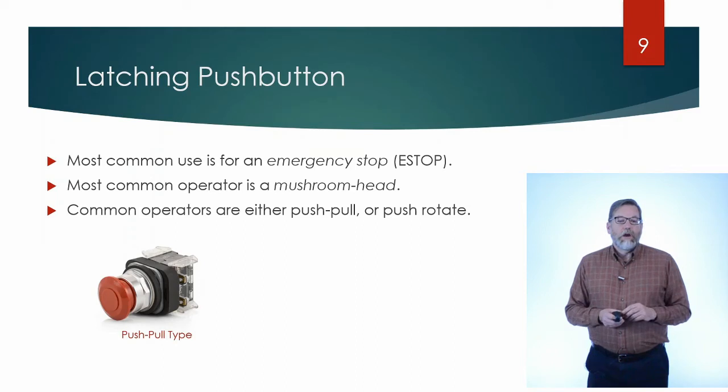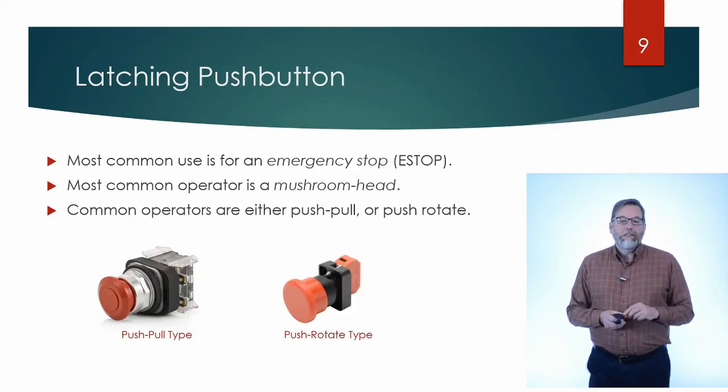Here is a picture of a push-pull type, and you can kind of understand why it's a mushroom head. You literally have to grab onto something to pull the knob back out. And so that is an offering by Allen Bradley that is the push-pull model. And this is an Automation Direct emergency stop button that if we press it in, we have to rotate it to actually get it to unlatch itself.